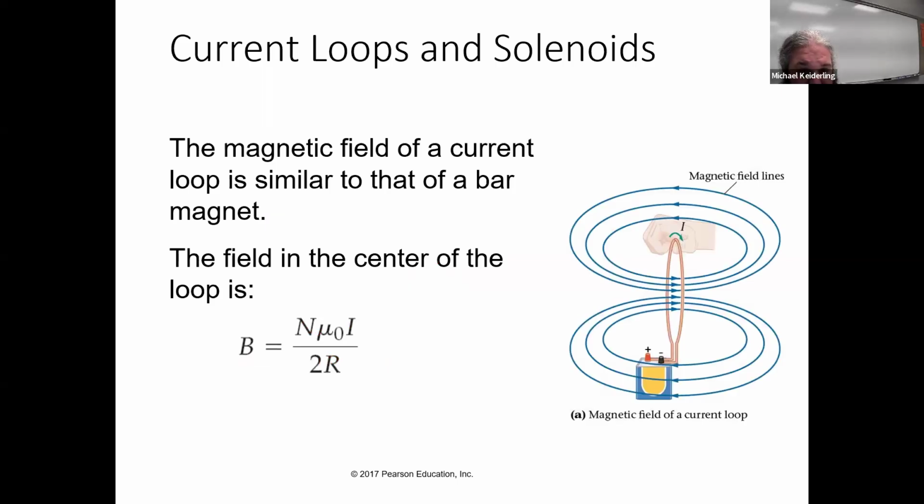So here we have current loops and solenoids. The magnetic field of a loop looks a lot like the field of a bar magnet. And the field in the center of the loop ends up being N mu naught I over 2R, where R is the radius. N is the number of turns in the loop, mu naught times current over 2R.